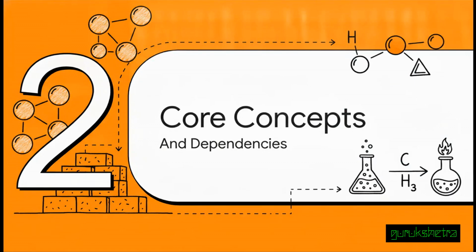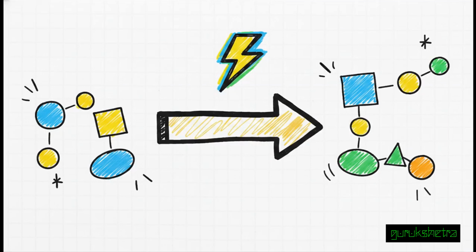Moving on to Section 2, Core Concepts and Dependencies. Okay, so the absolutely crucial thing to grasp here is how these concepts depend on each other. Any big, physical, macroscopic change you observe with your own eyes, that actually relies on unseen, microscopic shifts down at the atomic level. Chemistry is fundamentally a story of transformation.